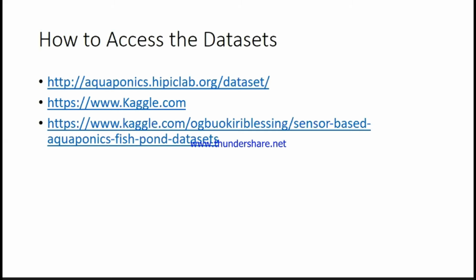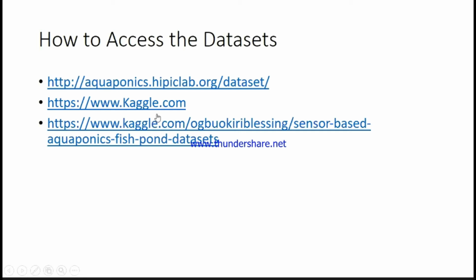So the question is, how can we access this data set? For people who want to work with our kind of data set, it is readily available and open source. There are a couple of ways you can access it. Number one is through our website, the HiPIC-Aquaponic website, which I'm going to go through right now and run you through how you can access it.